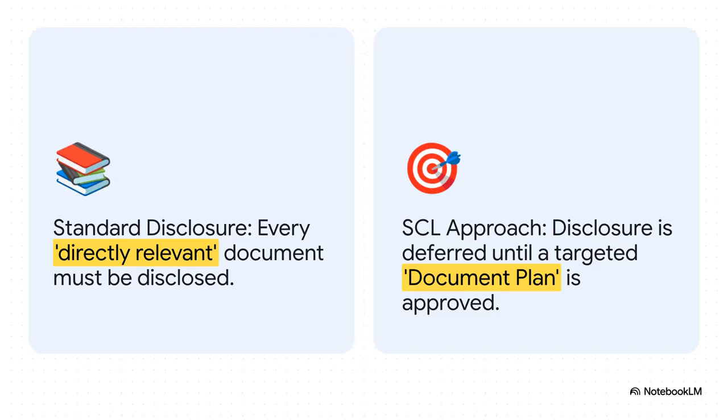So let's compare. In a standard case, the rule is you have to disclose every document that is directly relevant. This can lead to these massive, expensive document dumps. The SCL flips that on its head. The duty to disclose is deferred. Instead, the parties have to agree on a document plan. The whole mindset shifts from disclosing everything to disclosing only what truly matters to solve the real issues.